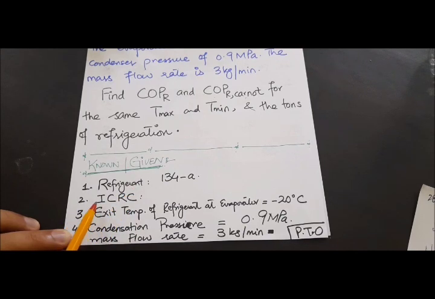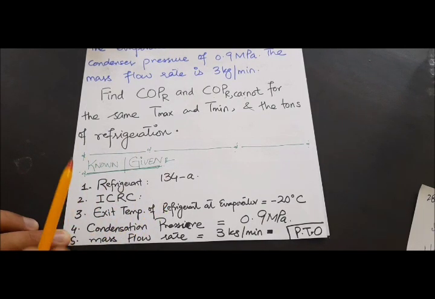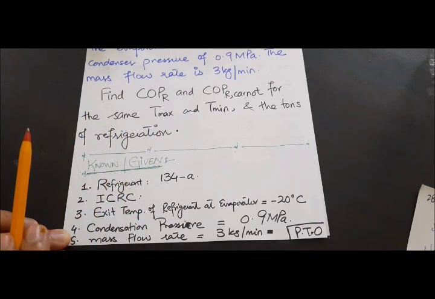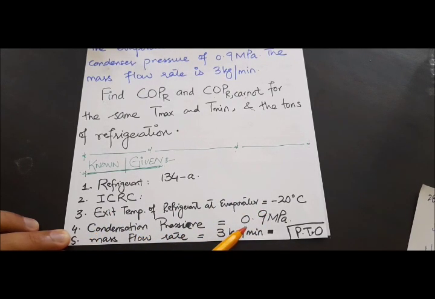Second thing, it is an ideal vapor compression refrigeration cycle. So whatever we are going to do would be ideal, with no losses incorporated. Third, the exit temperature of the refrigerant at the evaporator, which is given as minus 20 degrees Celsius. The condensation pressure is 0.9 megapascal and the mass flow rate is 3 kg per minute. So these are the 5 things which we know.